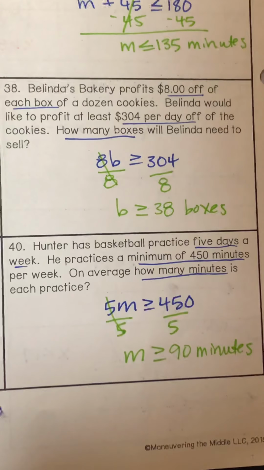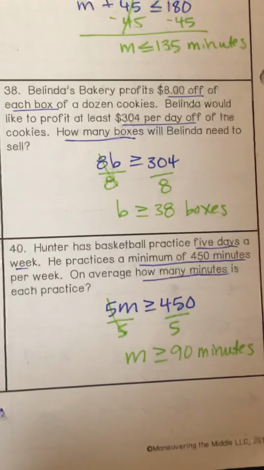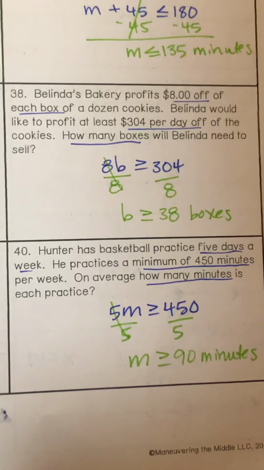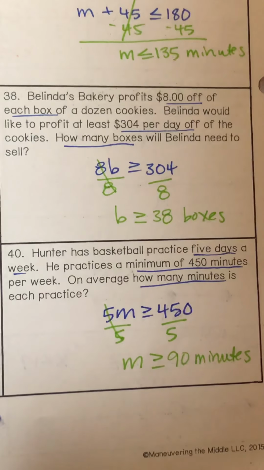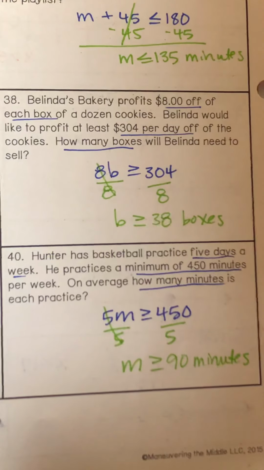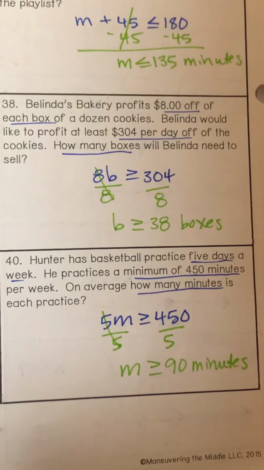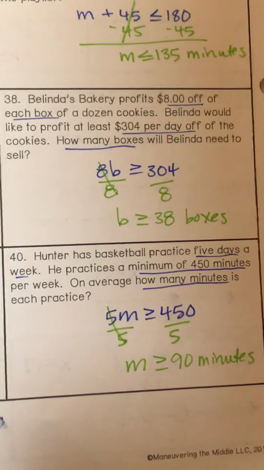Last one. Hunter has basketball practice 5 days a week. He practices a minimum of 450 minutes per week. On average, how many minutes is each practice? So 5M is greater than or equal to 450. Divide by 5 on both sides. And the minutes he needs to practice is a minimum of 90 minutes. So M is greater than or equal to 90 minutes.